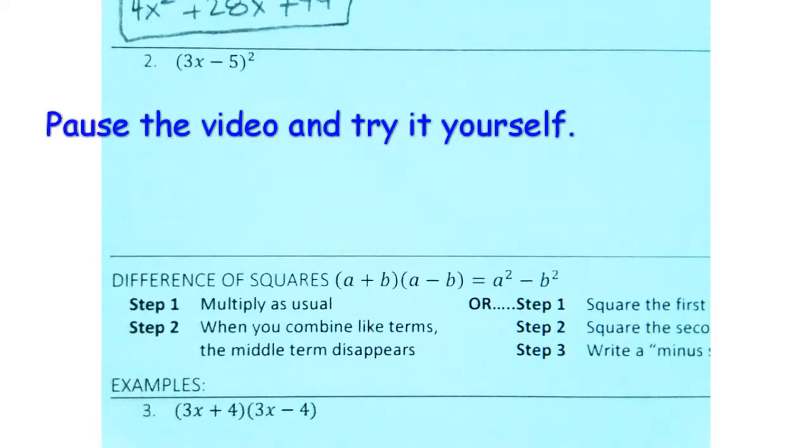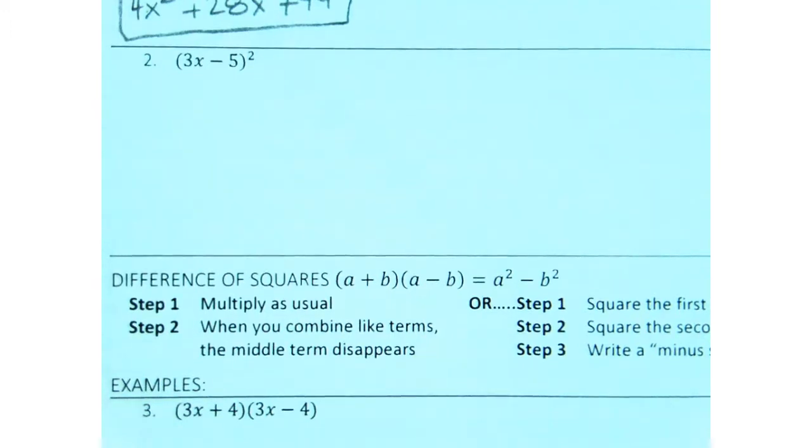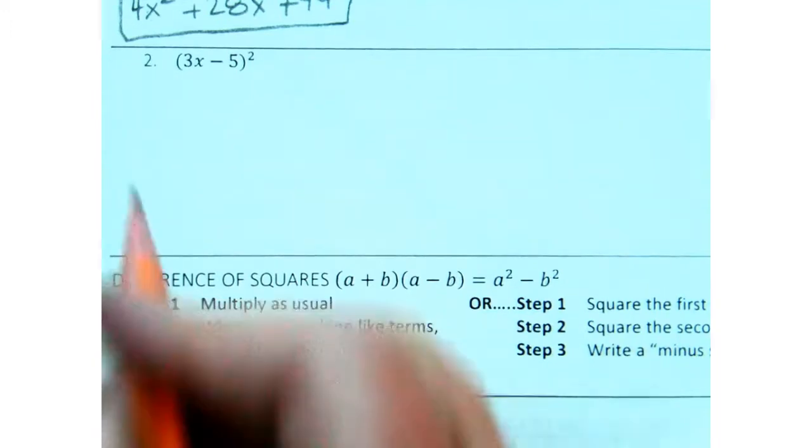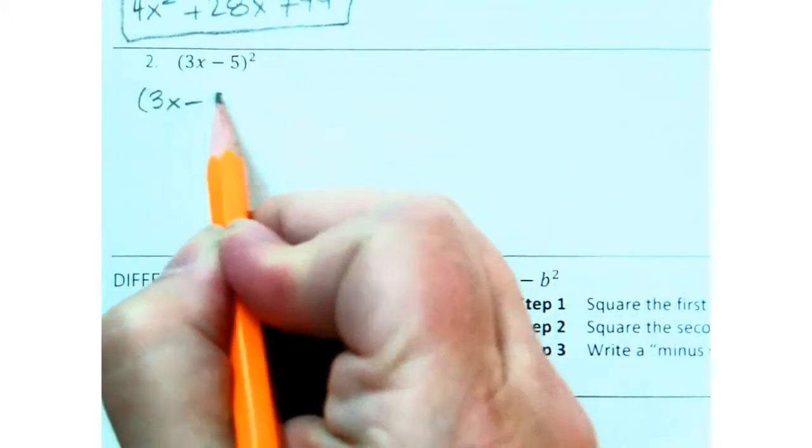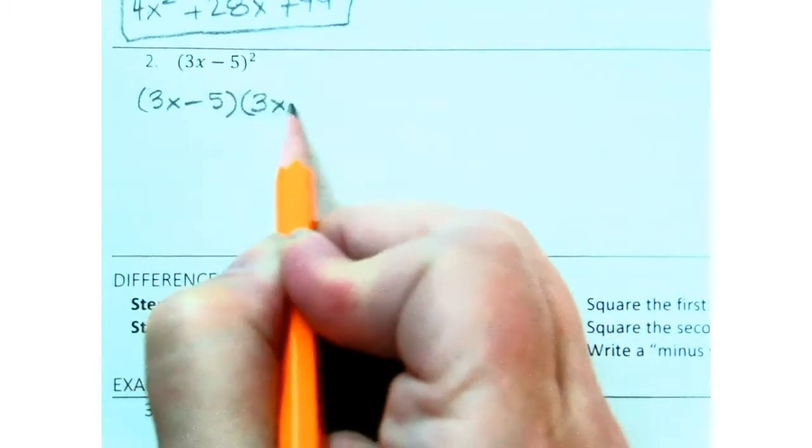Now pause the video and try it yourself. For this example, multiply as usual and try the shortcut. With a minus sign in the middle, you will get a negative middle term. Now that you have tried it yourself, check your answer. I will multiply the long way first and then show the shortcut.